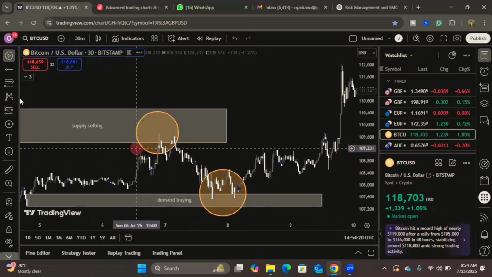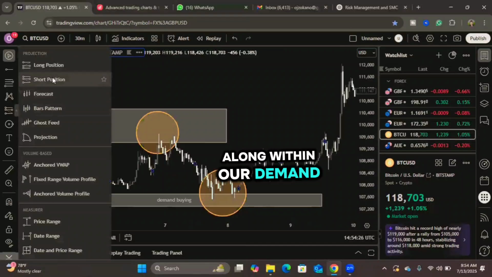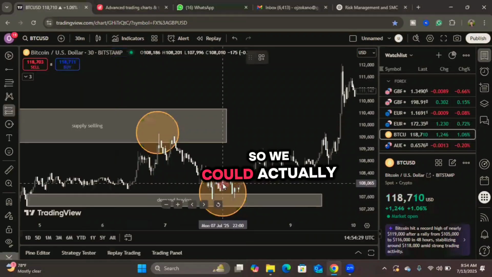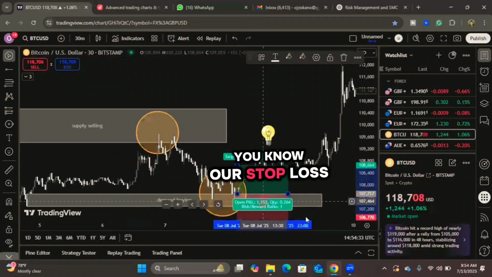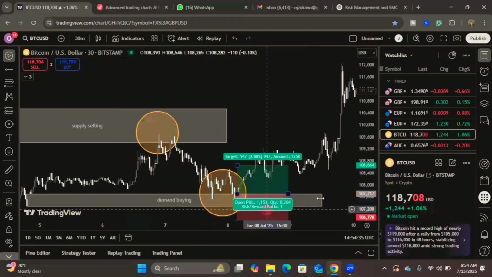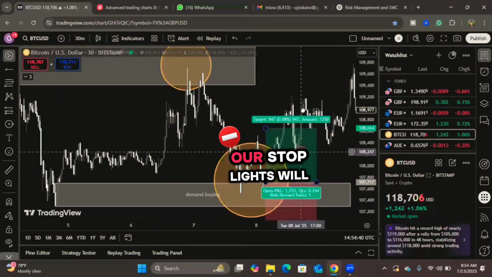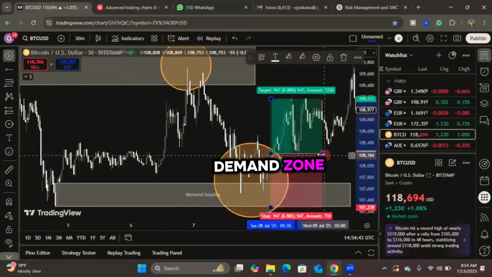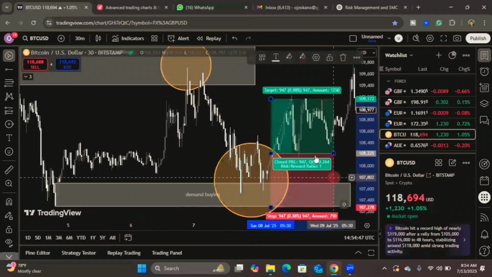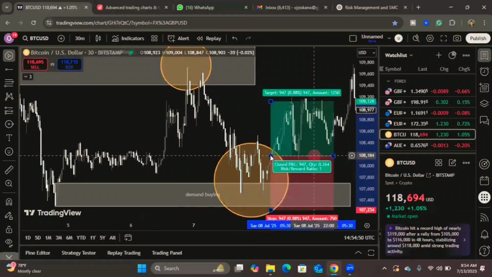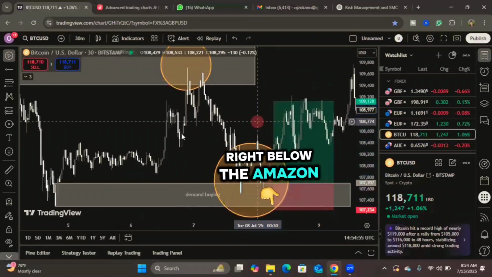And with our demand, we're looking to go long within our demand. So we could actually target something like this. When price touches from here, our stop loss will be right below the demand zone. So guys, our stop loss will be right below our demand zone.